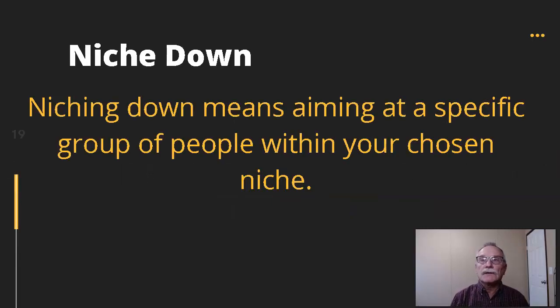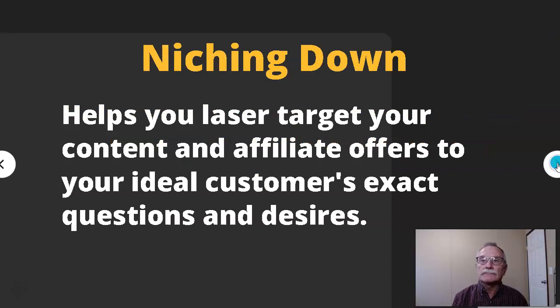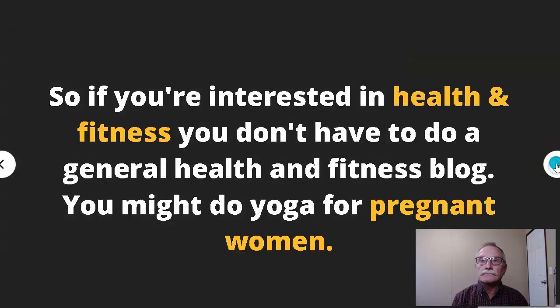Niching down means aiming at a specific group of people within your chosen niche. Niching down helps you laser target your content and affiliate offers to your ideal customers' exact questions and desires. So if you're interested in health and fitness, you don't have to do a general health and fitness blog. You might do yoga for pregnant women, for example.